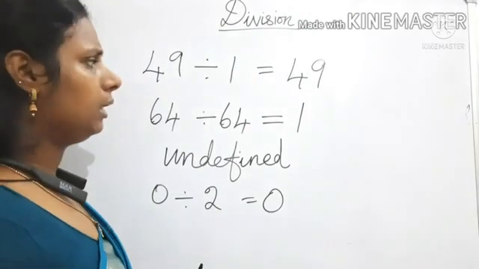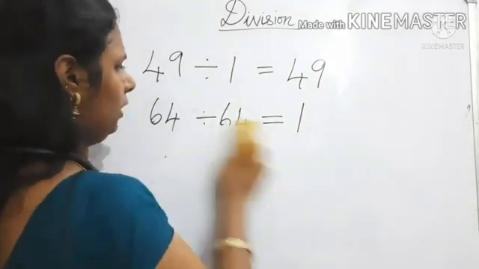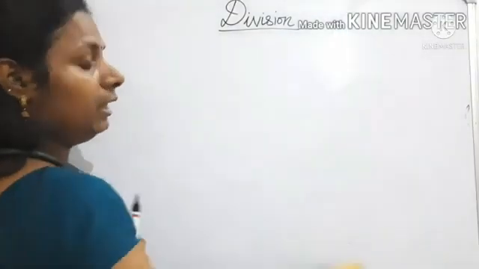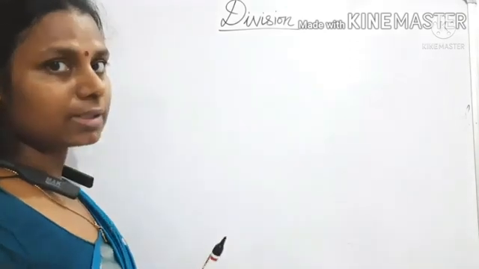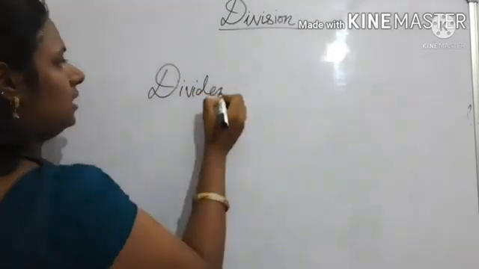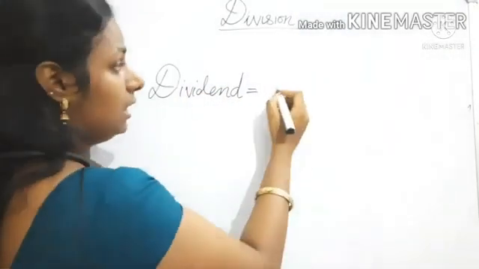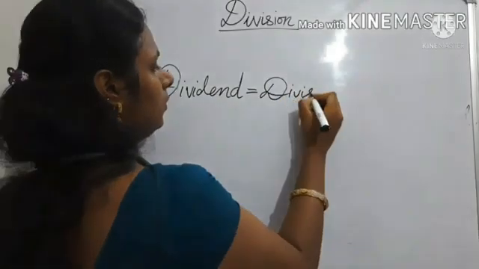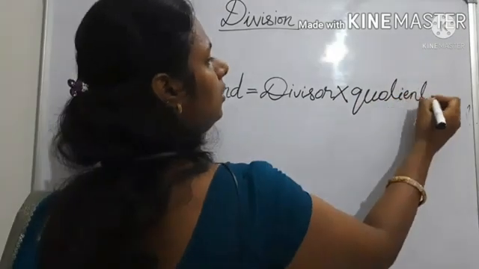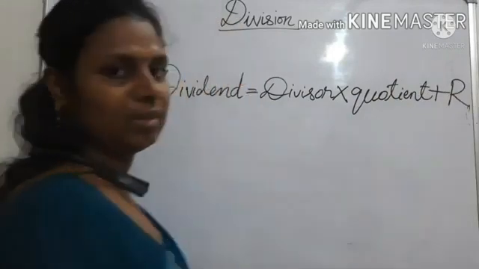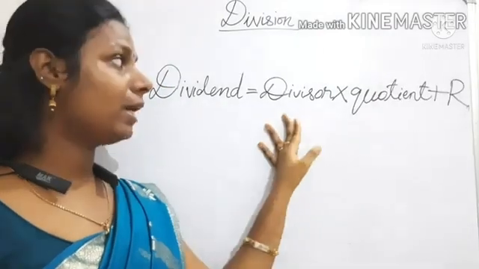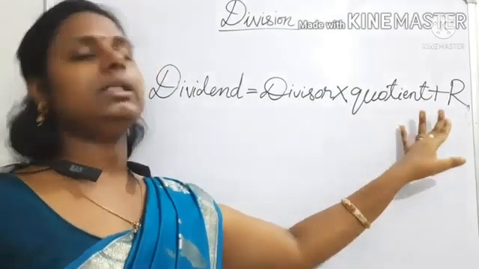Okay, now the next one, you have learned one formula, isn't it so? You have learned one formula in 3rd standard, how to check the answer, isn't it? The formula is dividend is equal to divisor multiplied by quotient plus remainder. Do you remember this one? You have learned this in 3rd standard.